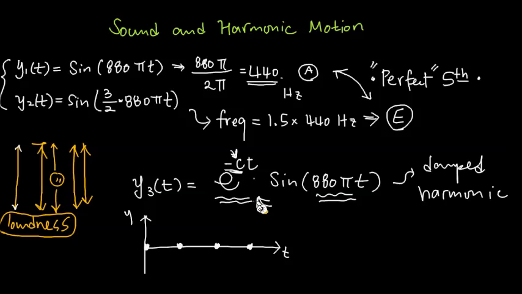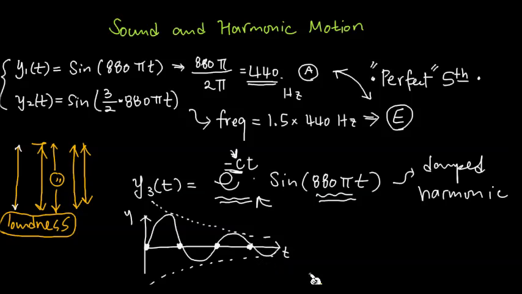The amplitude, which is governed by what is multiplied in front of the sine, is quickly decreased. So you have an upper envelope and a lower envelope here, and the sine function starts and is trapped in between. So the graph of this function looks like this.